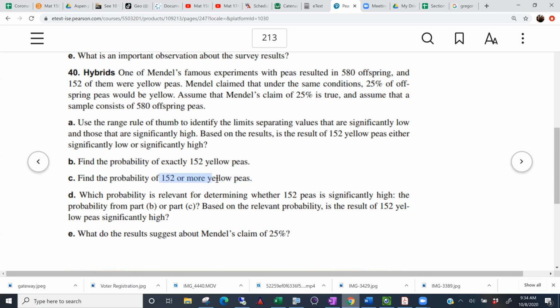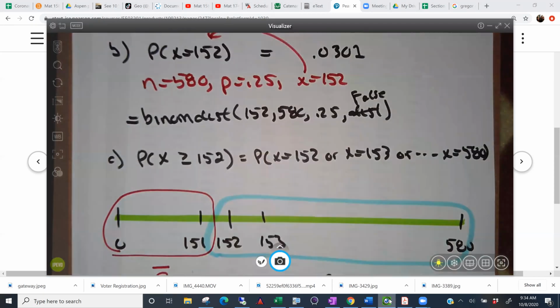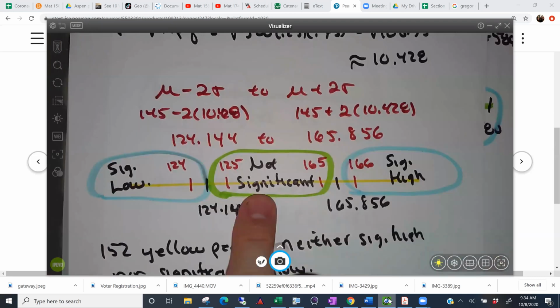152 or more. Whereas if we just look at one particular probability, the actual probability there was 3%. That's less than our typical 5% rule, saying that, okay, that's a significant event. But it's not really a significant event. We looked at the range rule of thumb, and the range rule of thumb said that, yeah, that's in the typical range, right? 152 was almost dead in the middle. So it wasn't significant.